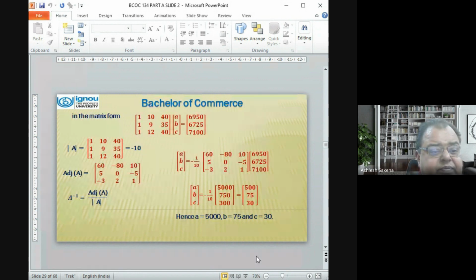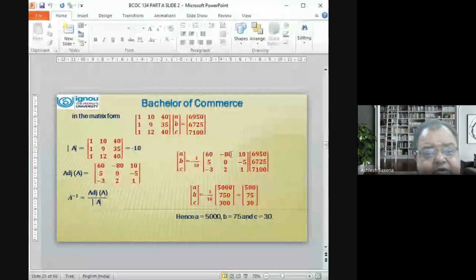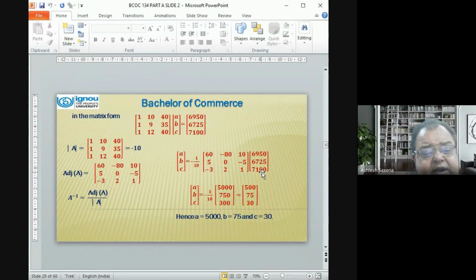You have to calculate the values of A, B, C. So it will be ABC is equal to A inverse, that is the adjoint of A, into these constant values. So when we will be solving, we will be multiplying left to right, top to bottom. 60 into 6950 plus 9 into minus 80 plus minus 80 into 6725 plus 10 into 7100. After calculating all these things, you will get 5000 for A, 750 for B, and 300 for C.